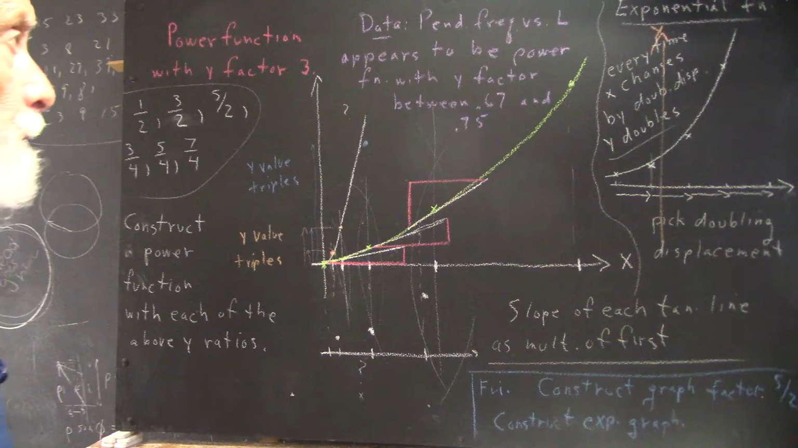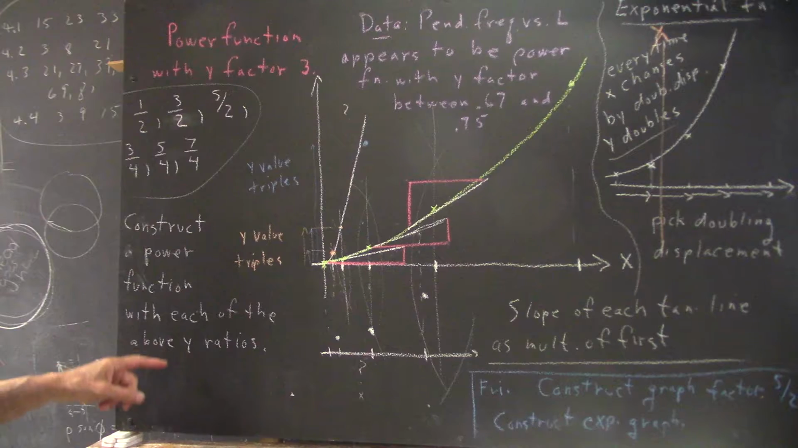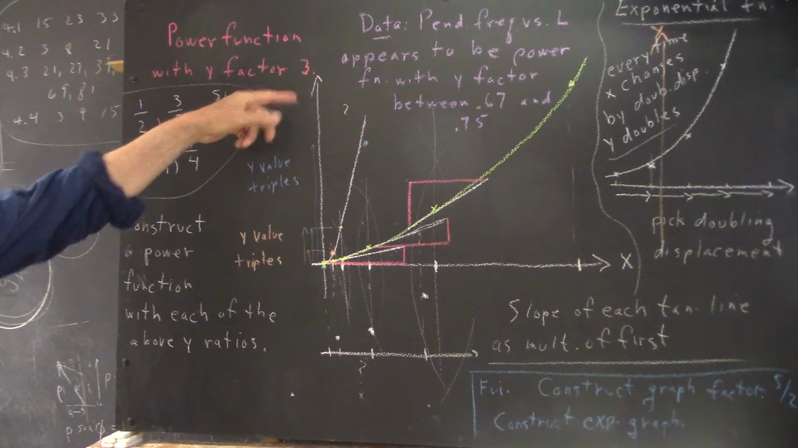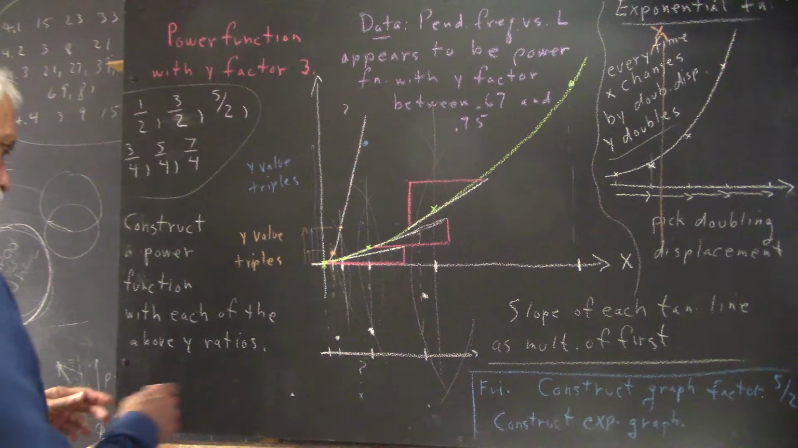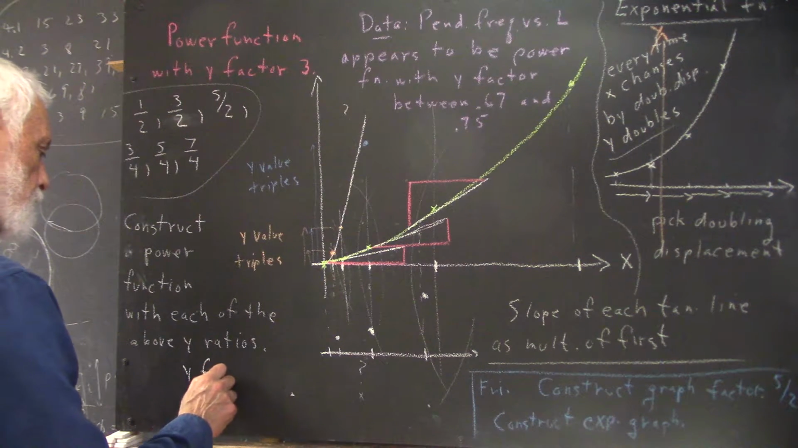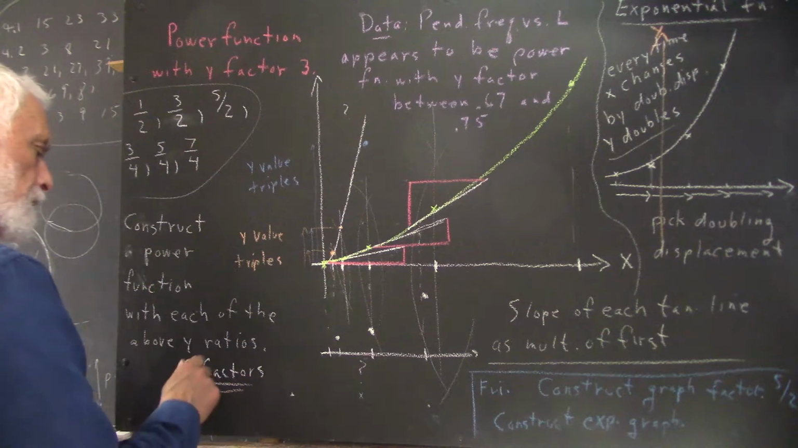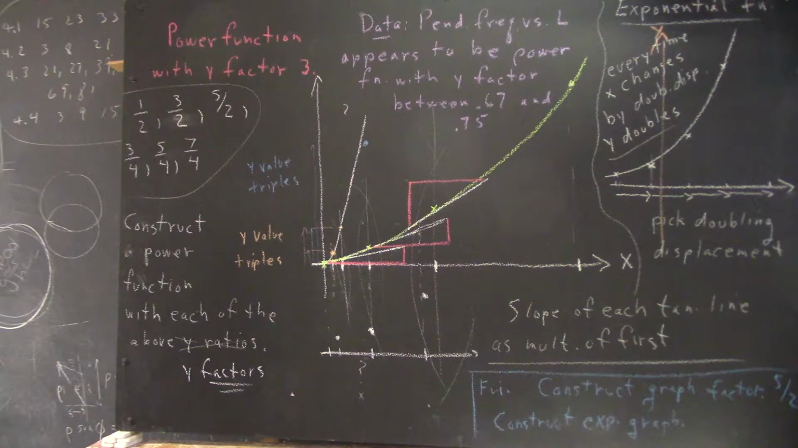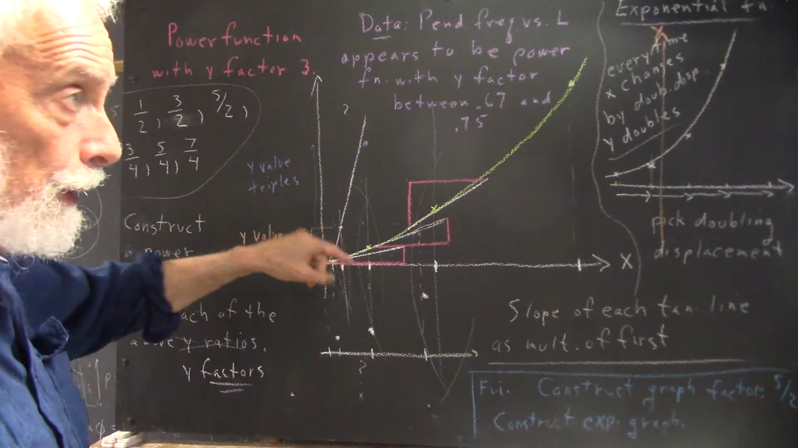Now, a couple other things. You're asked to construct a power function with each of the above ratios. Here's ratio 3, or y ratios, or y factors. And I should actually specify that, y factors. So maybe even cross out y ratios, although it would have the same meaning as y factors. And a y factor, again, is the factor by which the y value changes when the x value doubles.